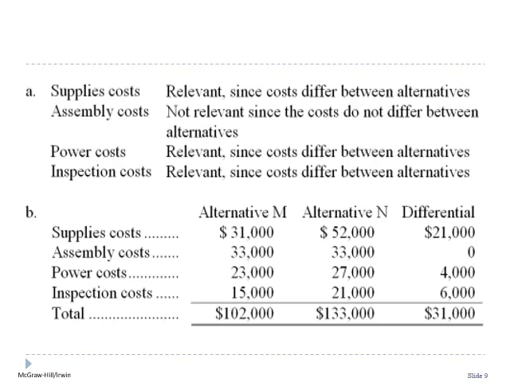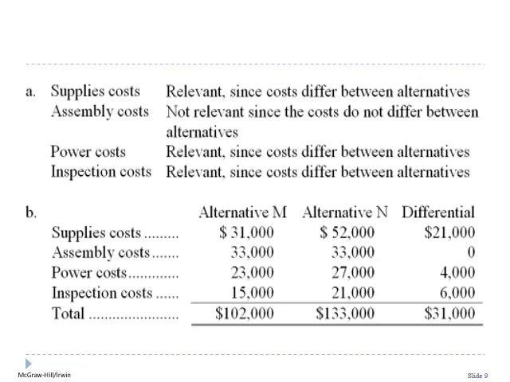Power costs are relevant because costs differ between alternatives, and inspection costs are relevant costs since costs differ between alternatives. يبقى احنا بنقدر نحدد which cost is relevant and which one is irrelevant according to the definition. اللي بيختلف between alternatives بتبقى relevant واللي ما بيختلفش يبقى irrelevant.